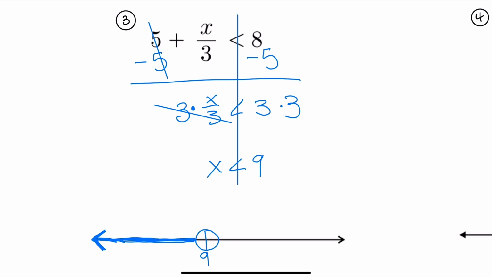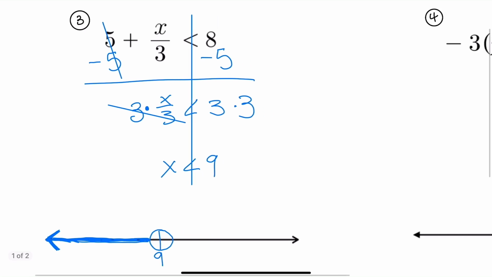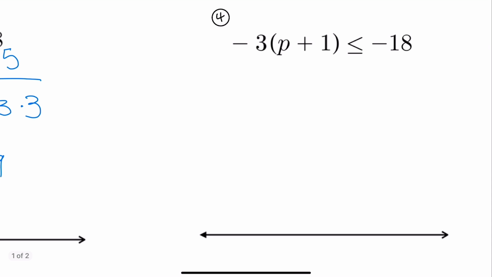So x is less than 9. All right, next one. We have -3 times the quantity of p plus 1 is less than or equal to -18. All right, so remember, with our multi-step equations, the very first thing we had to take care of were those parentheses.